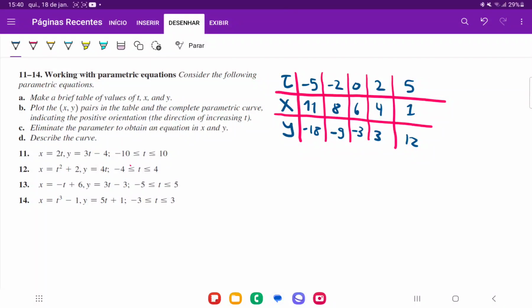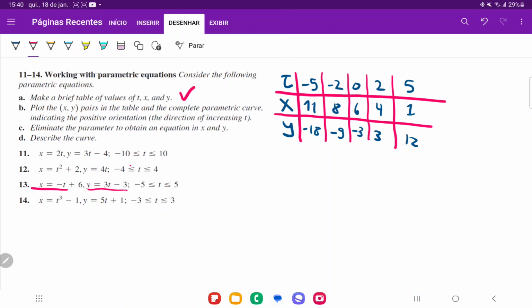Okay, so for number 13, we are given this pair of parametric equations. For item A, they ask us to make a brief table of values of t, x, and y. Our parameter t goes from -5 to 5, which I've put in this table. For all these different values between -5 and 5, I plug them into these parametric equations, and once I did that, I constructed this table. So this is the table of values which relate t, x, and y.